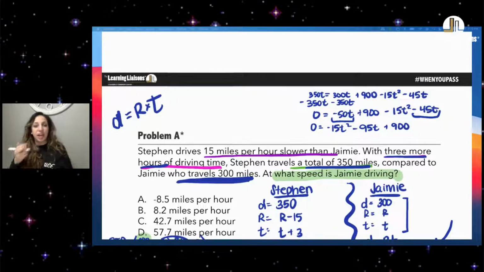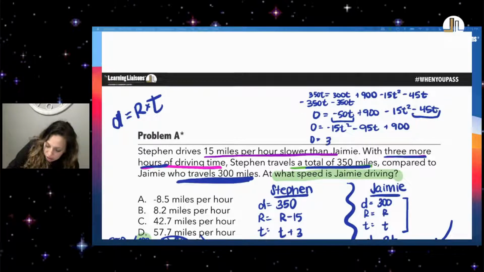I'm going to actually see if I can divide everything by an item. So I'm going to see if I can divide everything by 15. 900 divided by 15, that works. 95 divided by 15, that does not work, but I can divide everything by 5. Definitely. So I'm going to divide 5 out just to make my numbers a little bit more friendly. So 0 equals negative 15 divided by negative 5 is 3t squared. 95 divided by 5 is going to be a positive 19t because I'm dividing by negative 5. And 900 divided by negative 5 is negative 180.